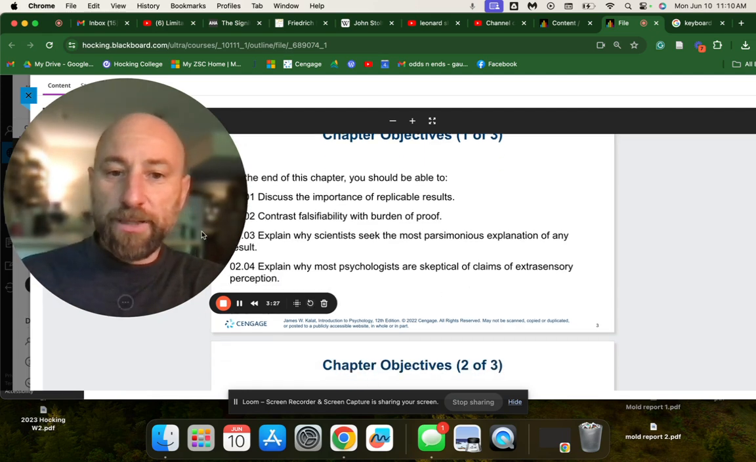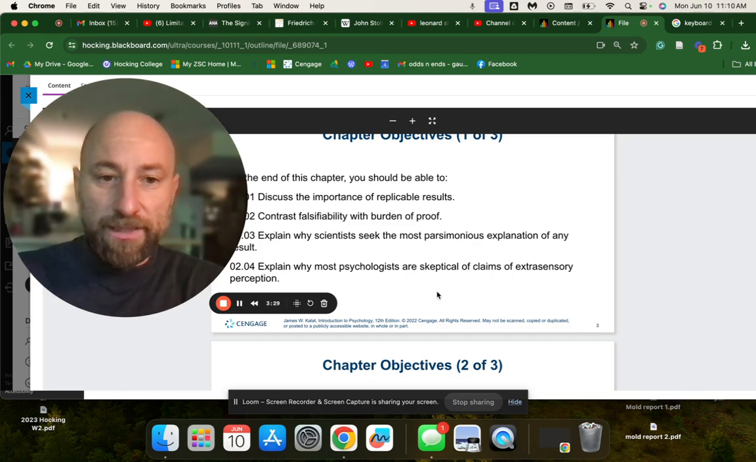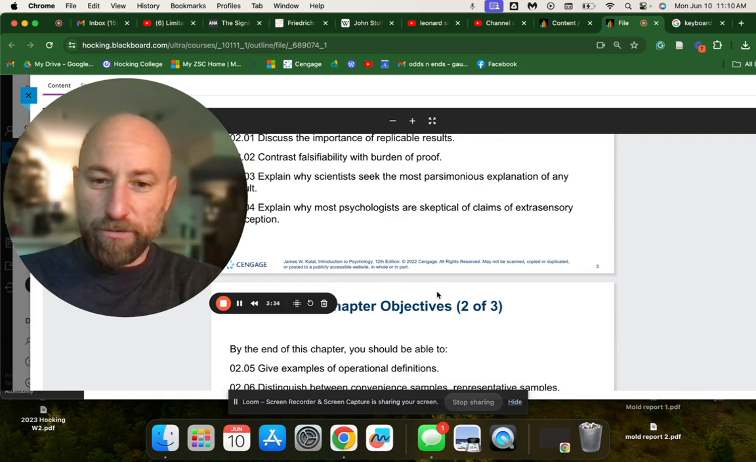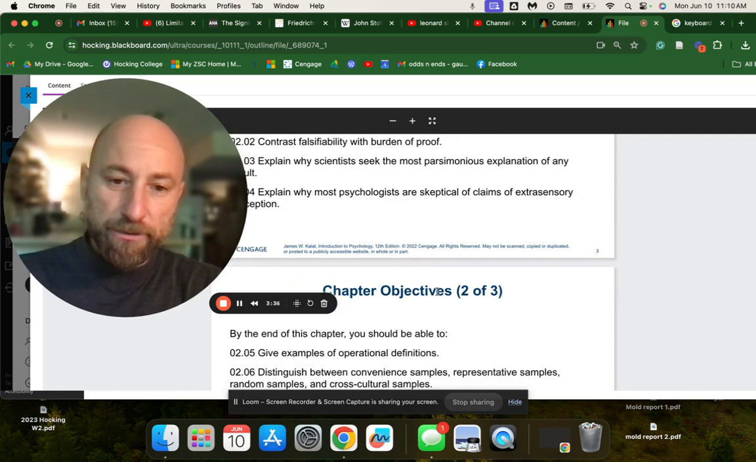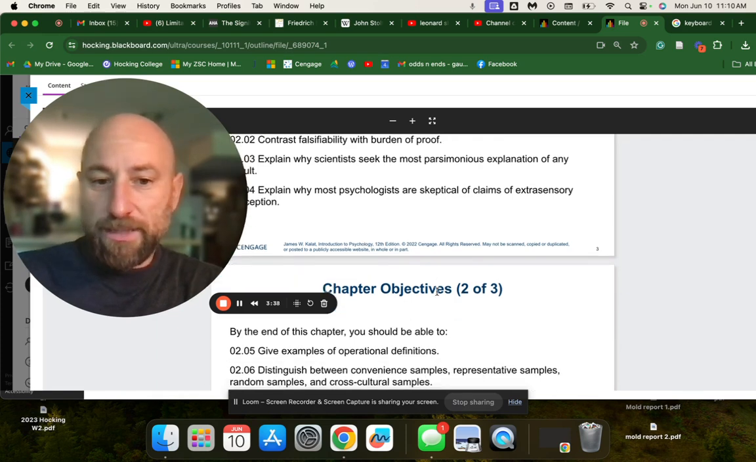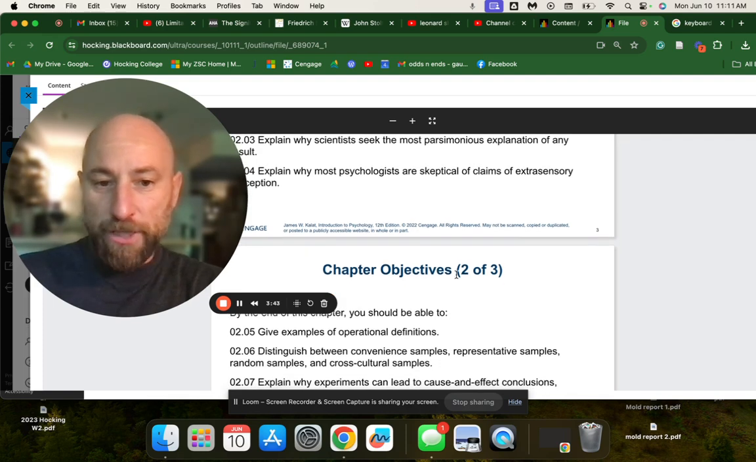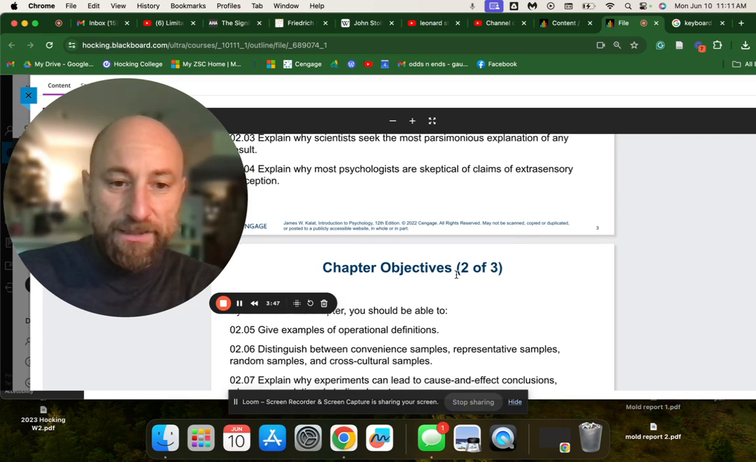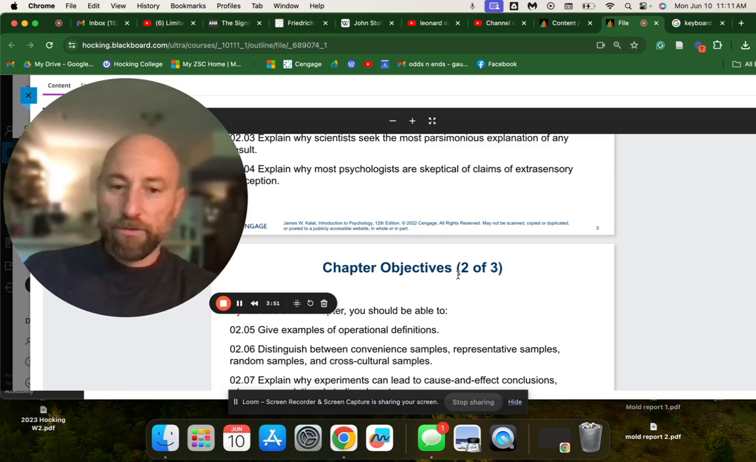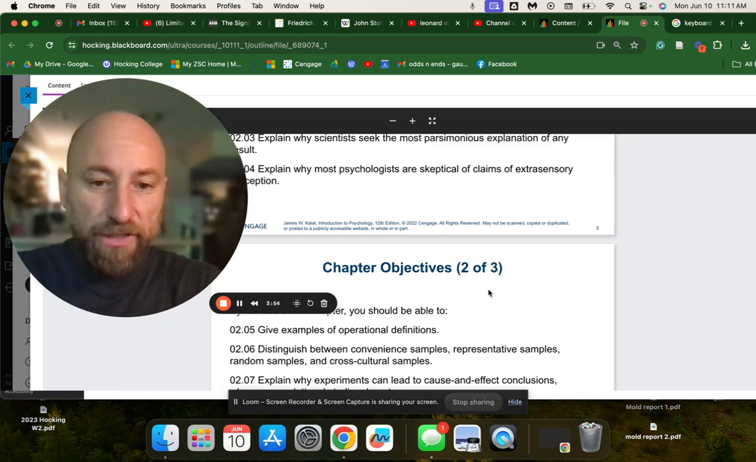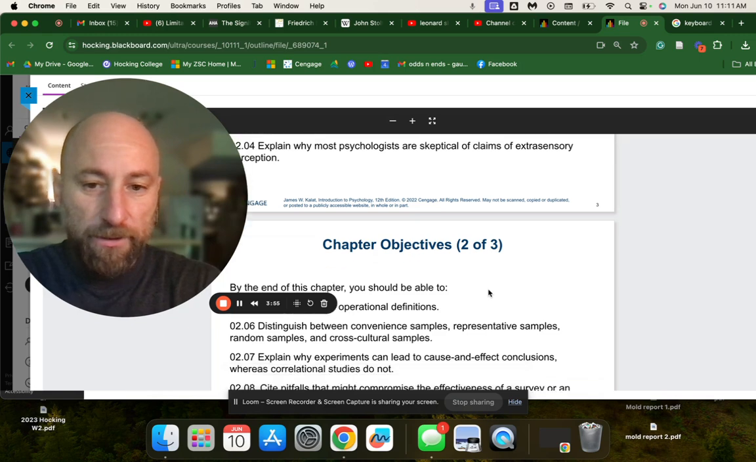2.04, explain why most psychologists are skeptical of claims of extrasensory perception. Well, because we don't have good proof for it. By the end of the chapter, you should be able to give examples of operational definitions. That's an important concept we'll talk about: how you measure a certain concept. Distinguish between convenience samples, representative samples, random samples, and cross-cultural samples. Important stuff there for understanding how science is done. We will get to that.